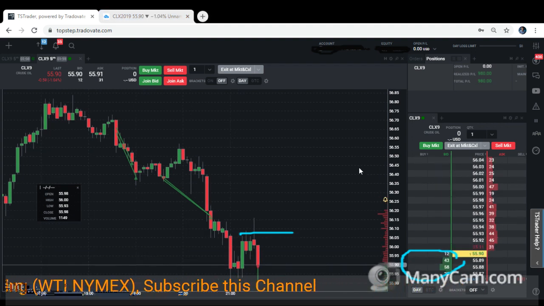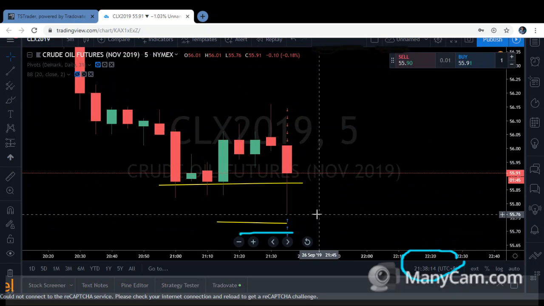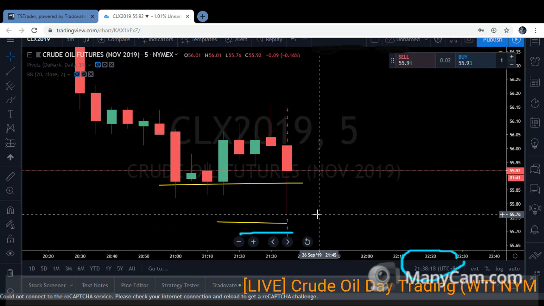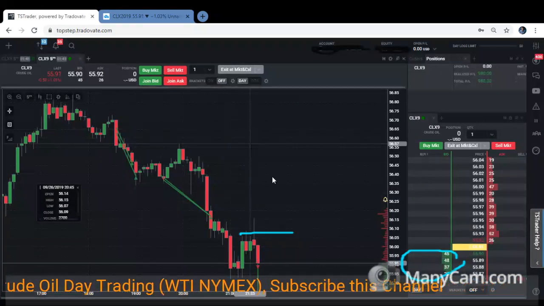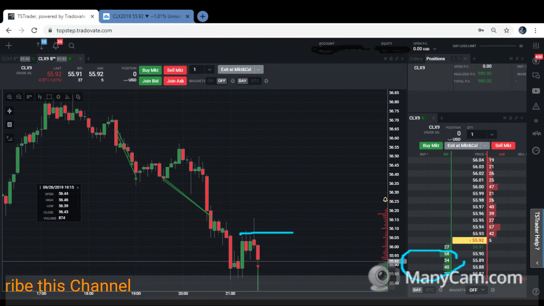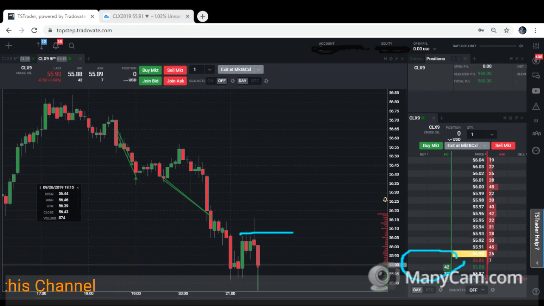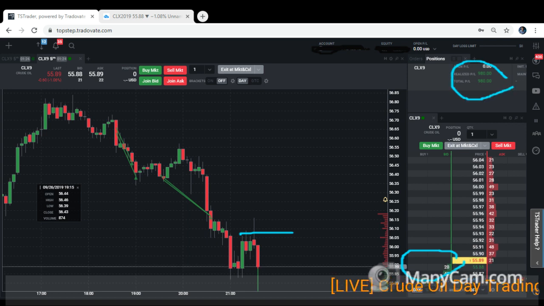Suddenly the market spiked down. Let's see in the small time frame. Yes, this is where it spiked down and hit the TP at 55.76. Adding my profit around, I don't know, 100 plus. So now the total profit for today is 980 US dollars.